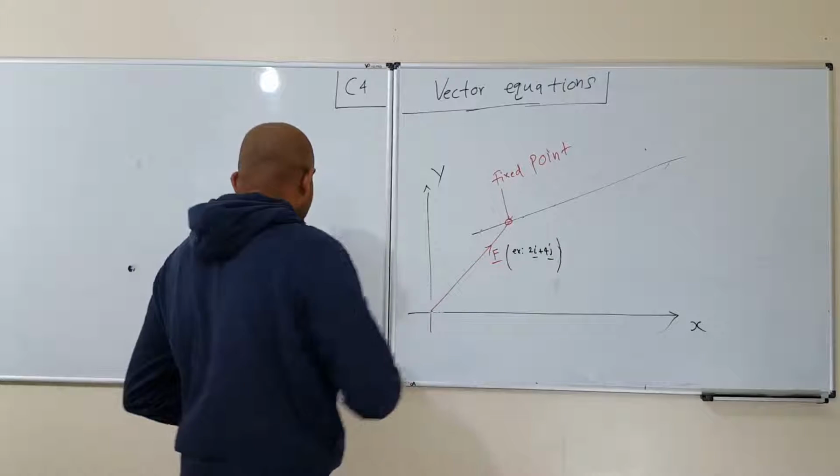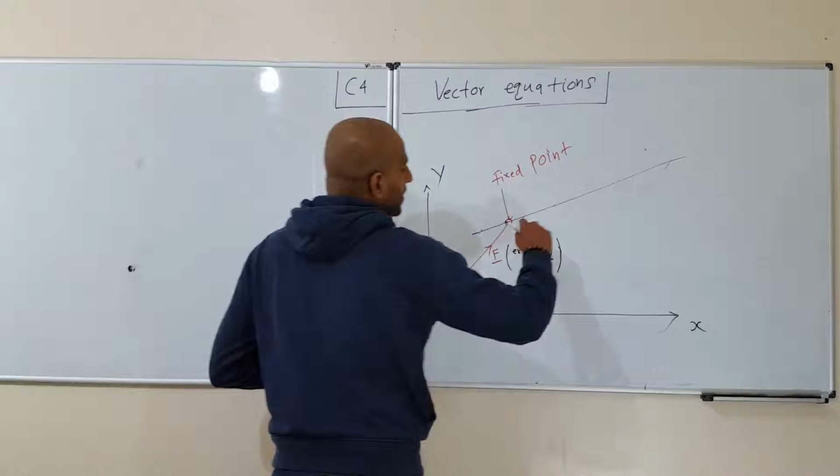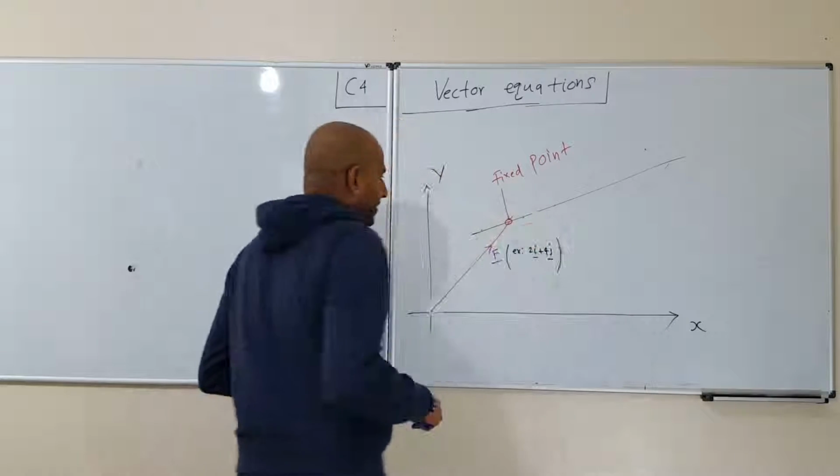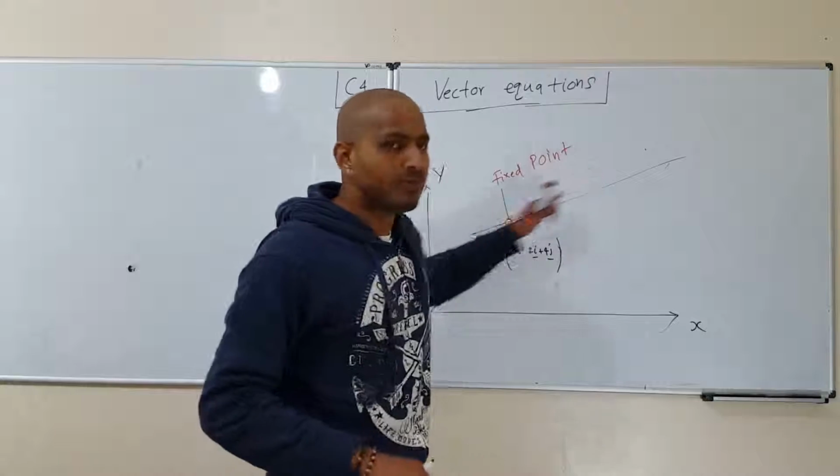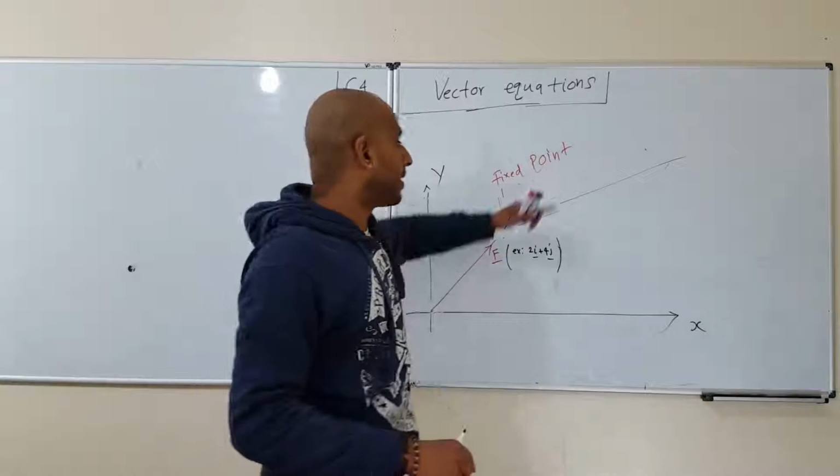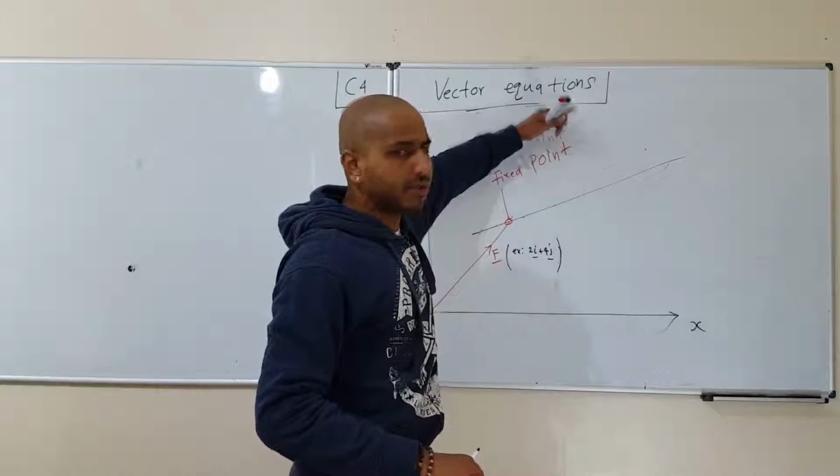Now, on the other hand, let's say we know a vector along this line. We know some vector along this line. It could be along this line or parallel to this line. It doesn't really matter.